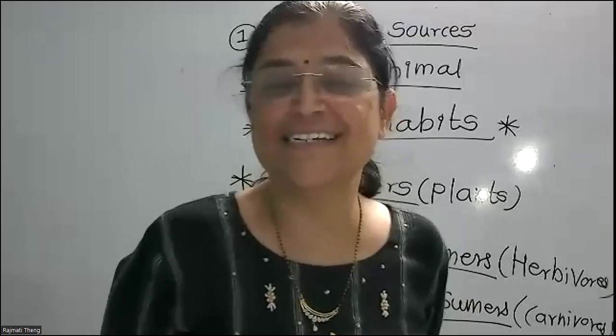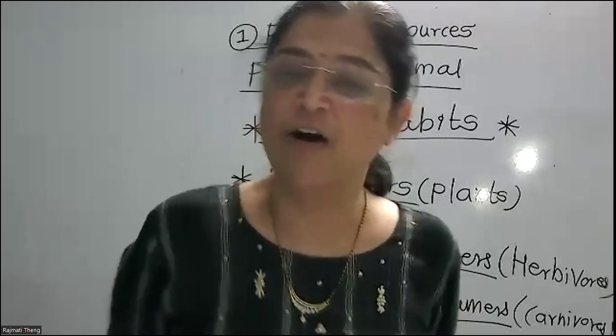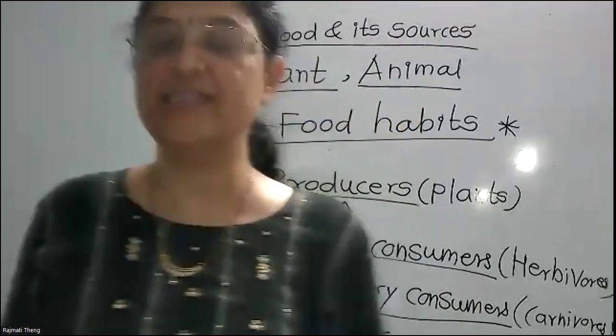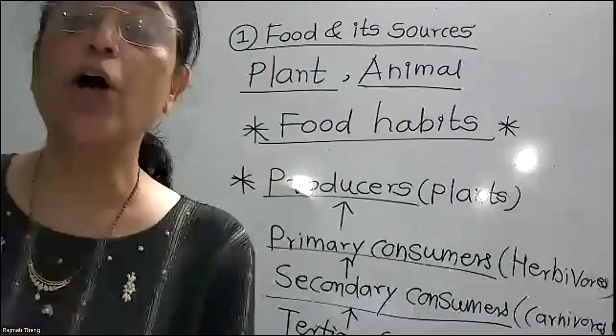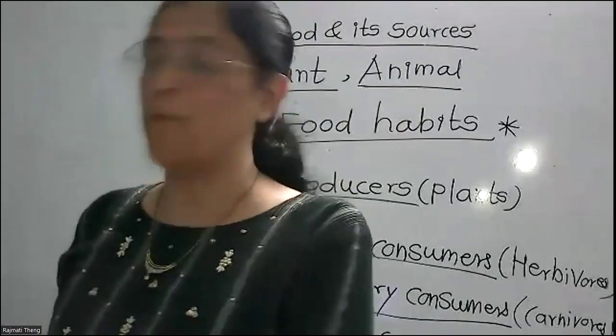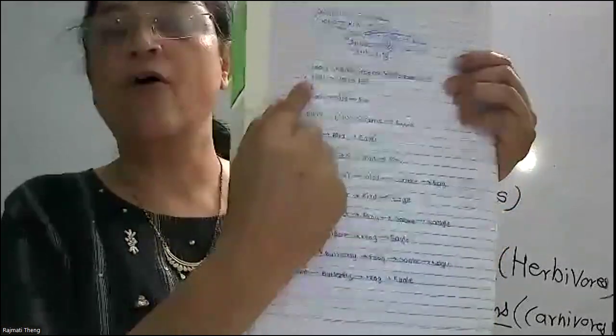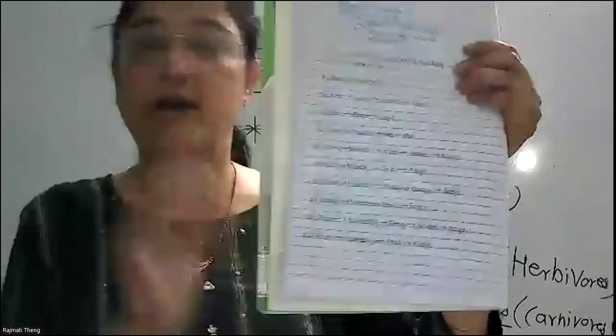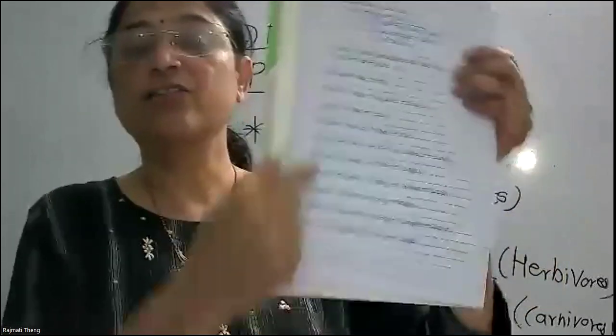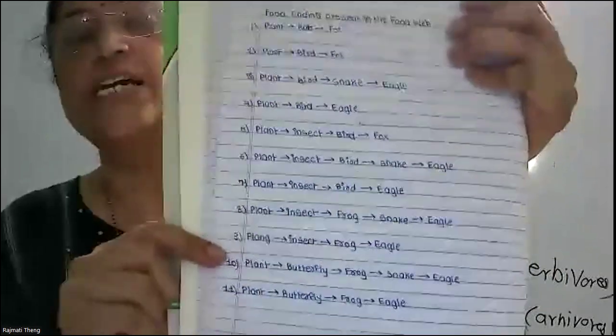Okay, like this. Okay, 12. Someone says that 11, someone says that 12. So you have to write down properly. Here one student has written very nicely. Okay, 11 food chains. If you think that there are 12, then write down properly. Are you able to see?